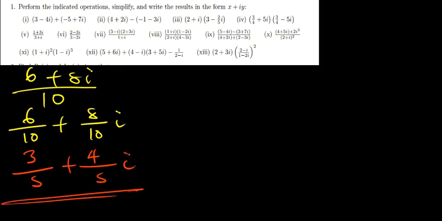Then I'll start now dividing. 2 into 6 is 3. 2 into 10 is 5. Plus, because I know that 2 is the one which can go into 8 and 10, I'll say 2 into 8 is 4, 2 into 10 is 5. Then I put i. So this is my final answer for part 5.